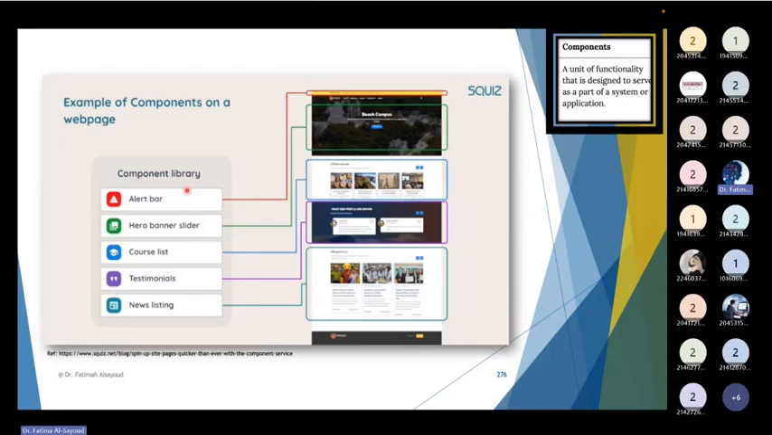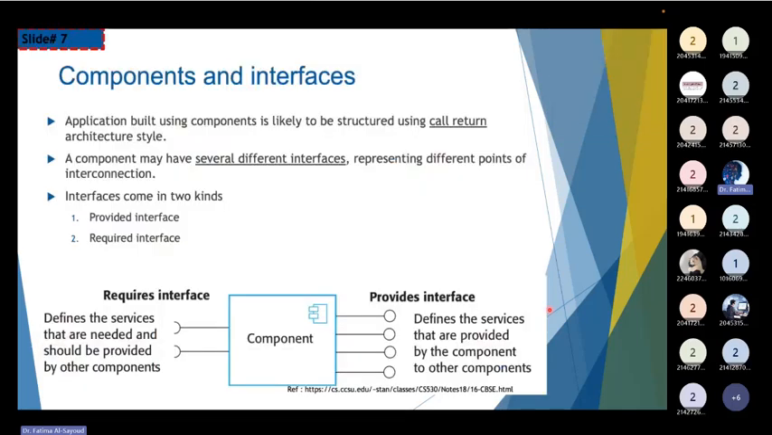So the alert bar relies on notification architectures. I have other examples, such as hero planners, course lists, etc. Bars that you can have in your website. All of those are components.